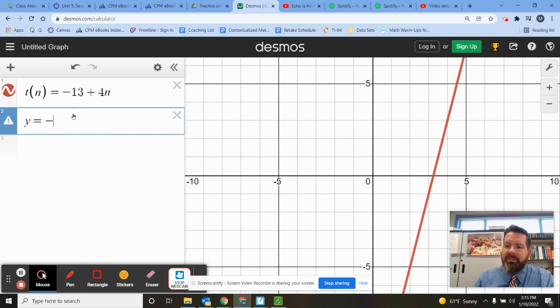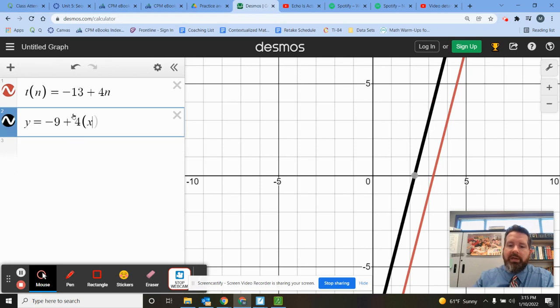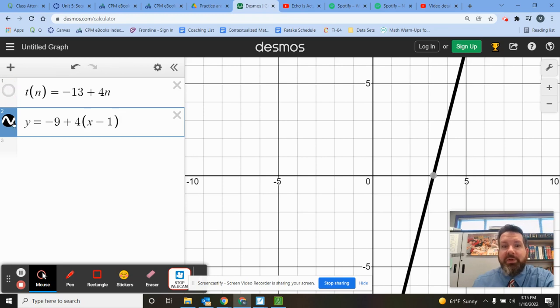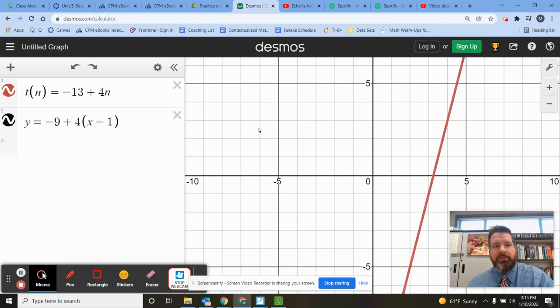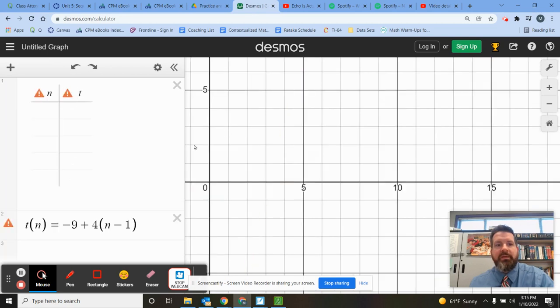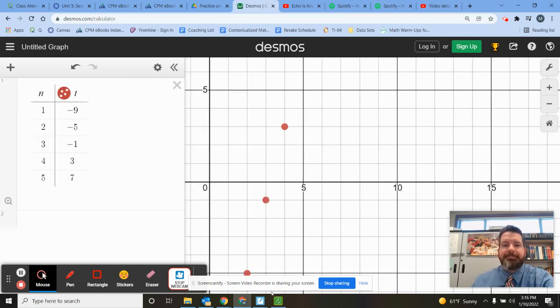What we had before was -9 plus 4 n minus 1. Now I switched my letters a little bit. It's important that you know that doesn't really change anything. Notice that these two equations just give you the same thing. Okay, so back now to what we had before. Thank you for your patience as I get Desmos to work with me.